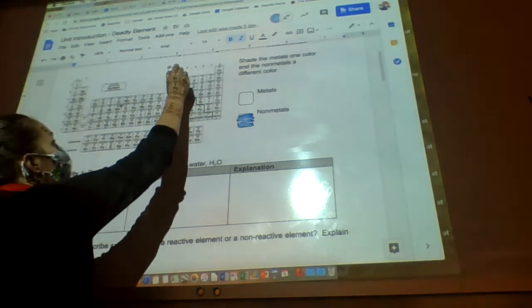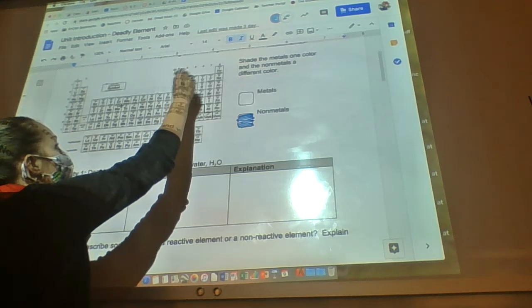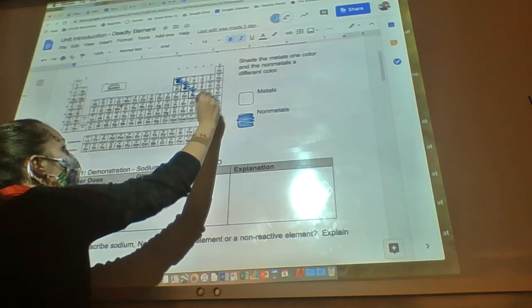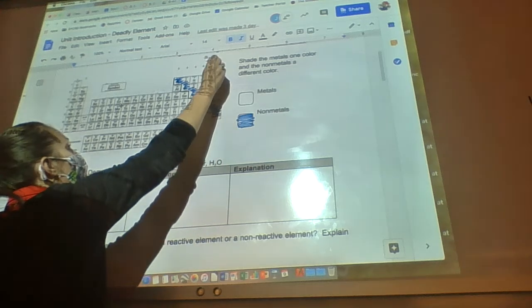Non-metals are to the right of the zigzag line. So I want you to color to the right of the zigzag line. Color that in this non-metal color.